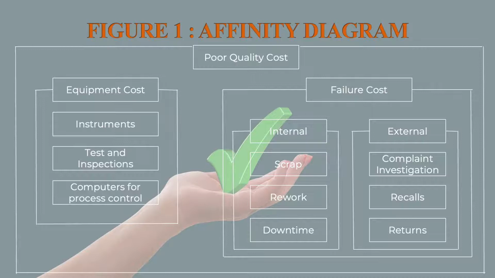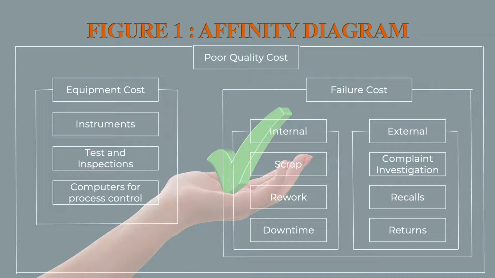So to identify that, again through this process, the affinity diagram or cross-functional teams, it has developed two different types of cost: equipment cost and failure cost. In the failure cost, there are also internal failure cost and external failure cost. In the equipment cost, we will see that for purchasing instruments or calibration of instruments, some cost will arise. So these costs come under equipment cost.